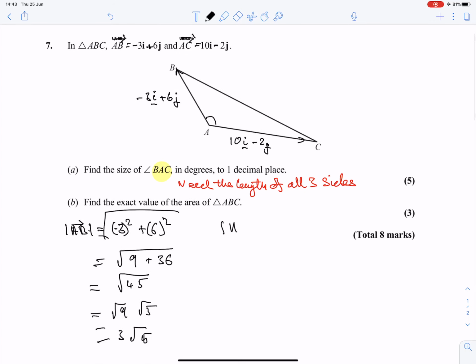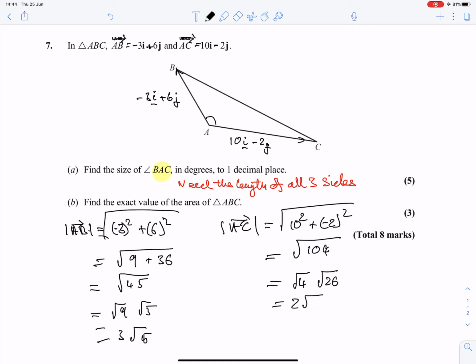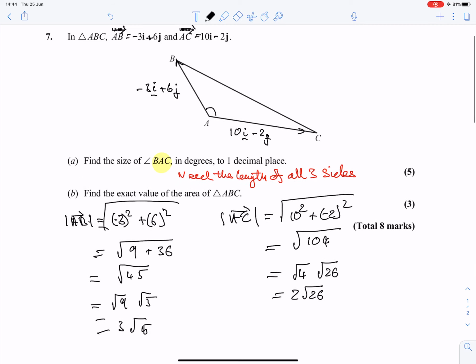For the vector AC, the magnitude of that, we've got 10 squared plus negative 2 squared, square rooted. So that's the square root of 104. The square factor there looks like it's 4, times root 26. So we've got 2 root 26 for that. Okay, now we're also going to need to find the third side, so that's BC.